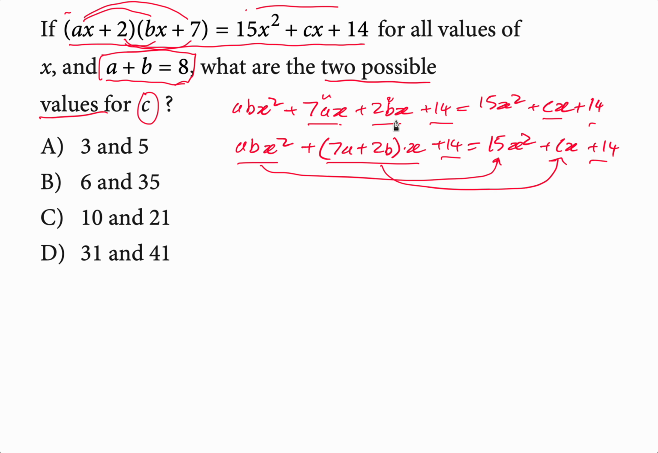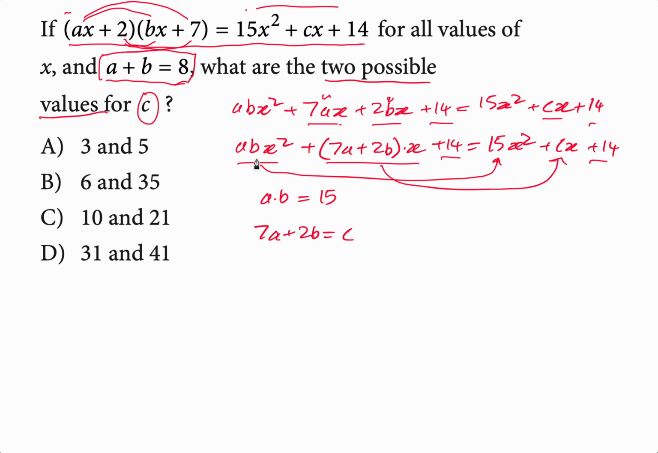So what do we have? We have ab, meaning a times b, equals 15. We have 7a + 2b equals c. So that's what we have. Based on the equation here, we come up with a times b equals 15, and 7a + 2b equals c.